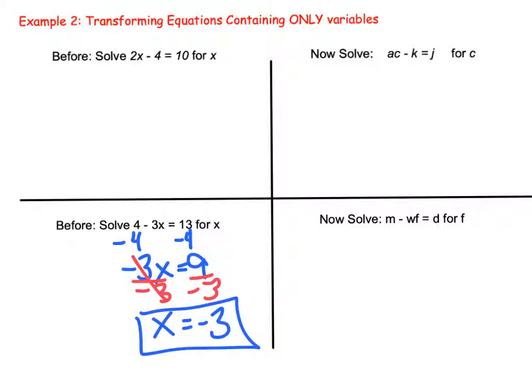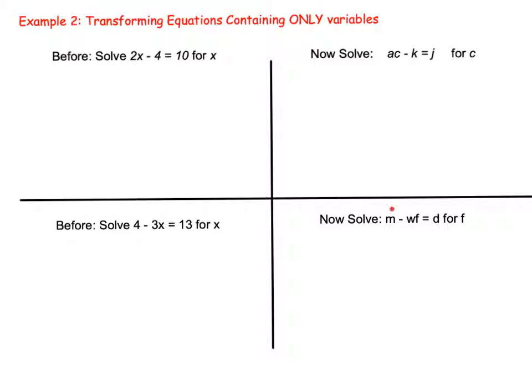Let's look at the equivalent process next door here. So if I'm being asked to solve for f, that's right here, and I have a term being added or subtracted, and that's the m. I will undo the m by subtracting it because it's already positive from both sides, leaving me with negative w times f equaling d minus m.